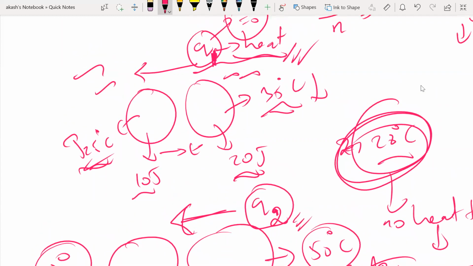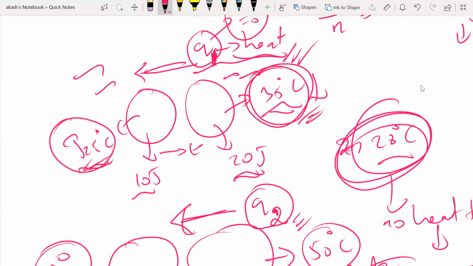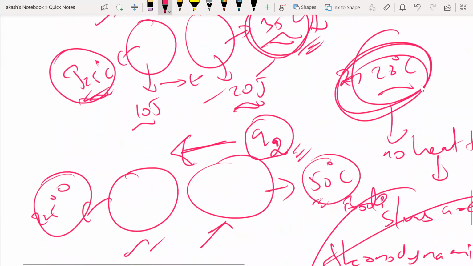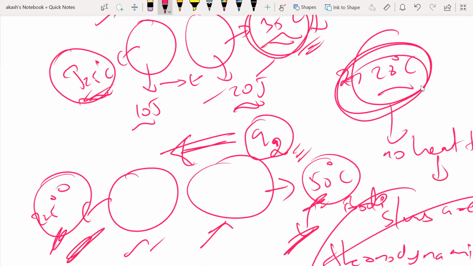Now here you understand that this body is hotter, 35 degrees Celsius. This body is colder. Some heat flow is happening from the hotter body to the colder body. That we understand. Here, this is at 25 degrees Celsius, this is at 50 degrees Celsius. Here also, this is the hotter body and this is your colder body, and heat flow is happening, Q2. But the amount of heat I'm telling is different. That's the argument here. What do you think?